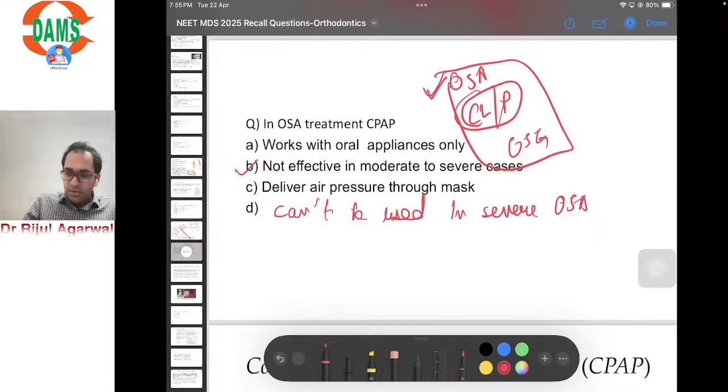So there is one option here: not effective in moderate to severe cases. Anyhow, I just pinpoint this option as well. The answer is: works with oral appliance only, not effective in moderate to severe, delivers air pressure through mask, can't be used in severe cases. So which is the true statement they are asking? Works with oral appliance therapy? No, oral appliances are not necessary for giving CPAP.